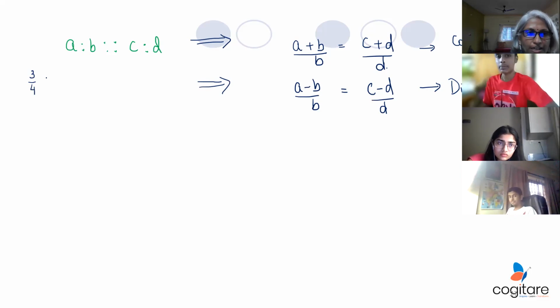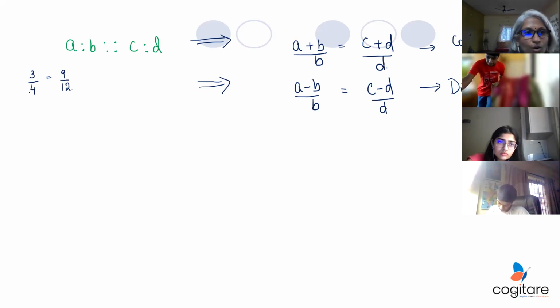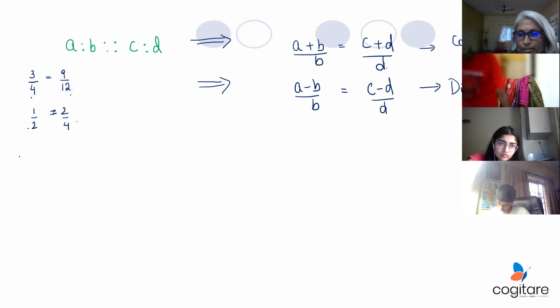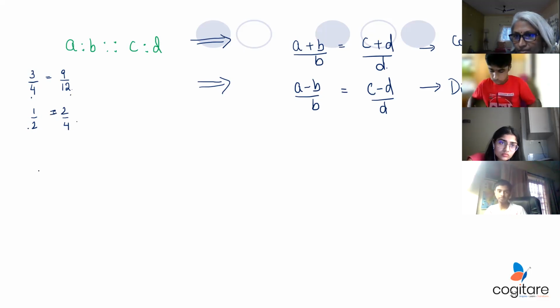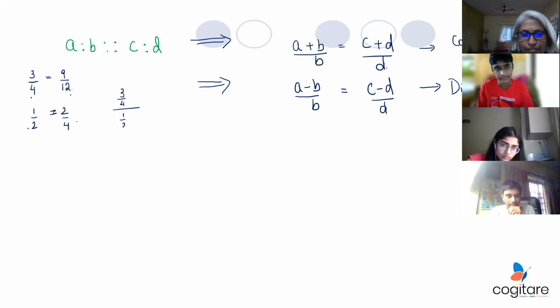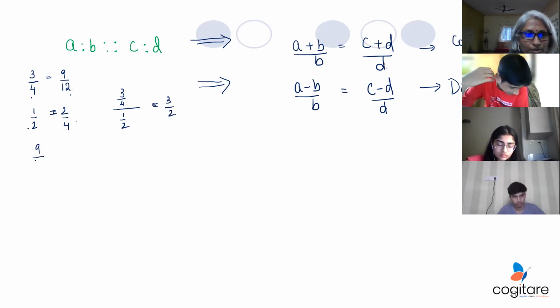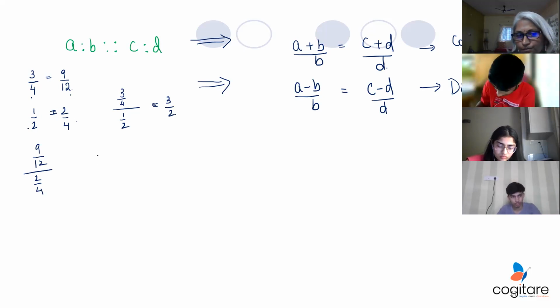Okay, guys, when I have two ratios in proportion, if I say 3 by 4 is equal to 9 by 12, what happens? This is one ratio, and this is another ratio. Can I divide this by this and see what happens this side? Can somebody do that for me? What is 3 by 4 divided by 1 by 2 equal to? 3 by 2. What happens to 9 by 12 divided by 2 by 4?